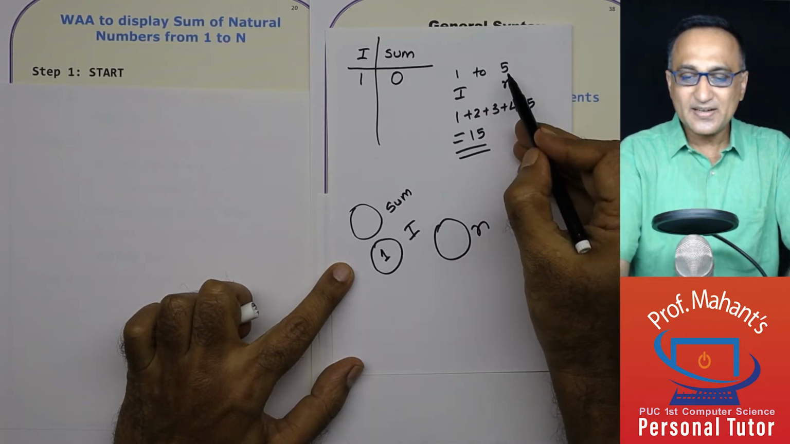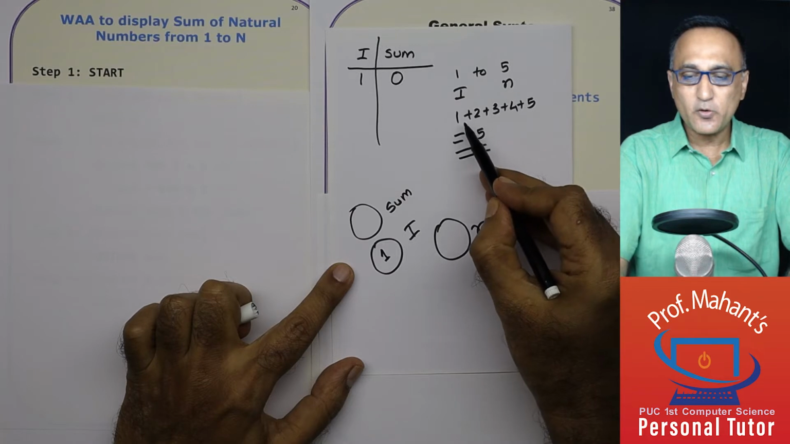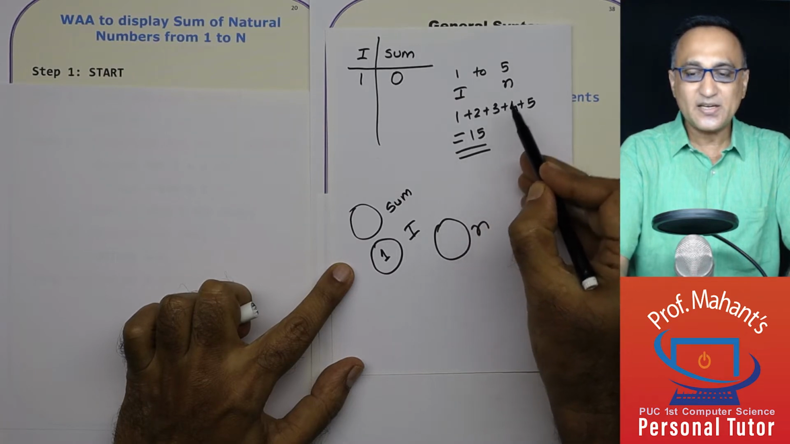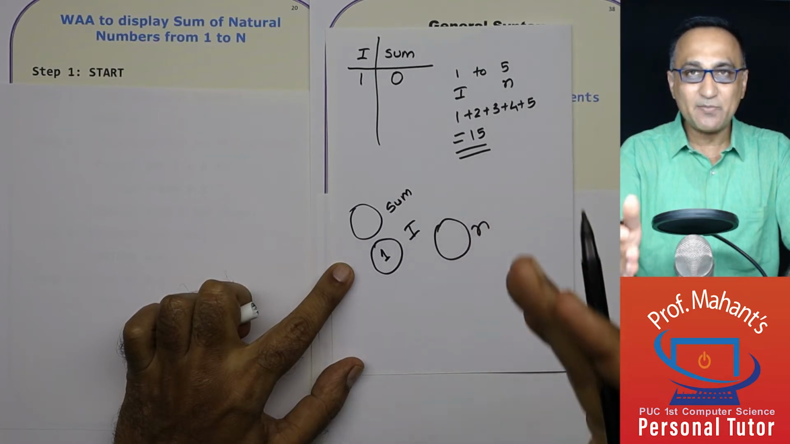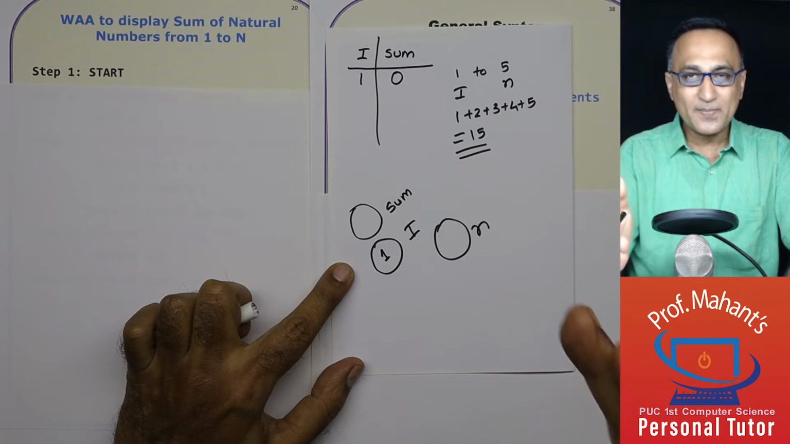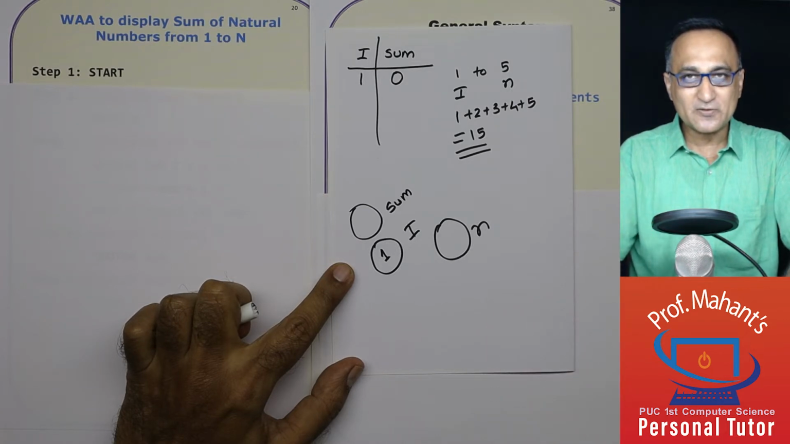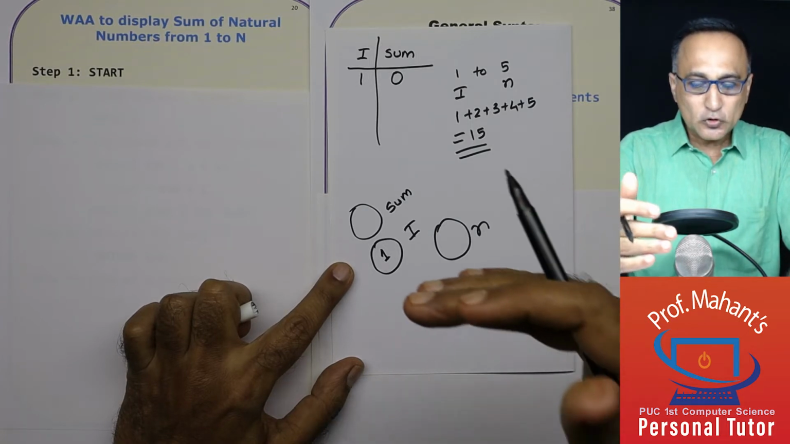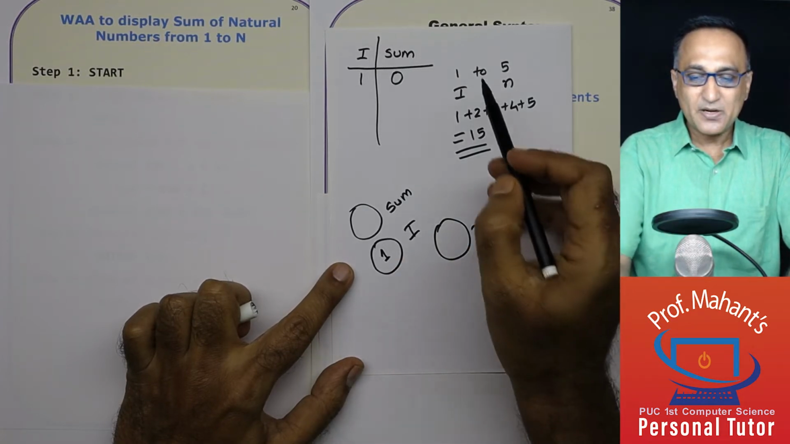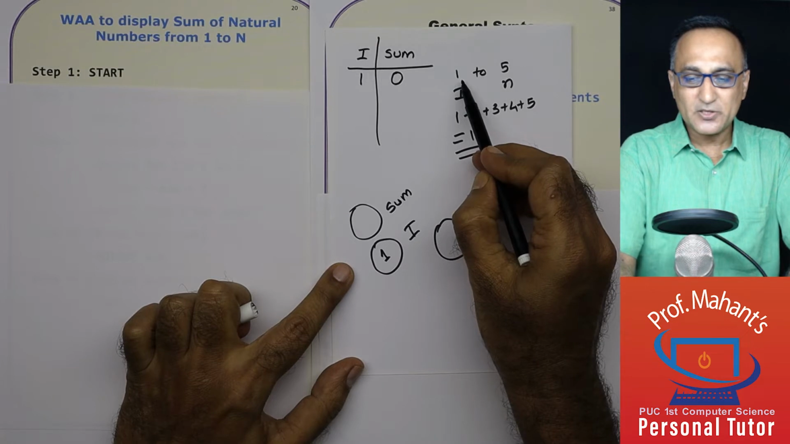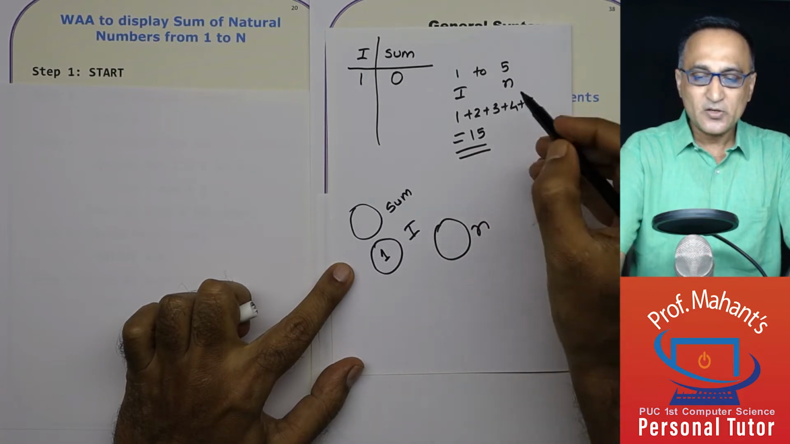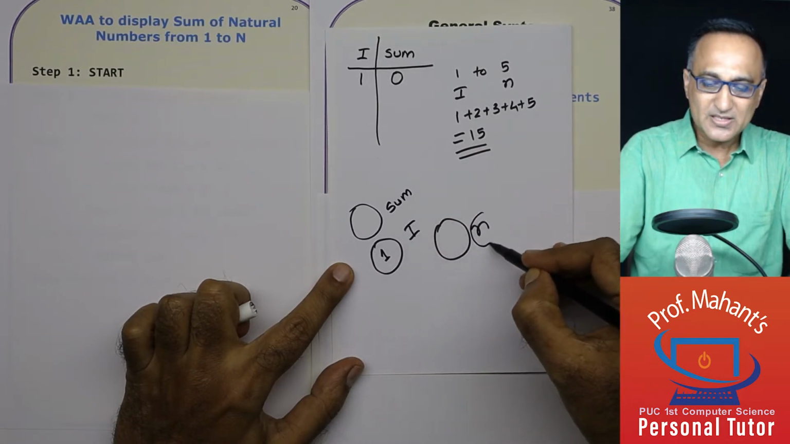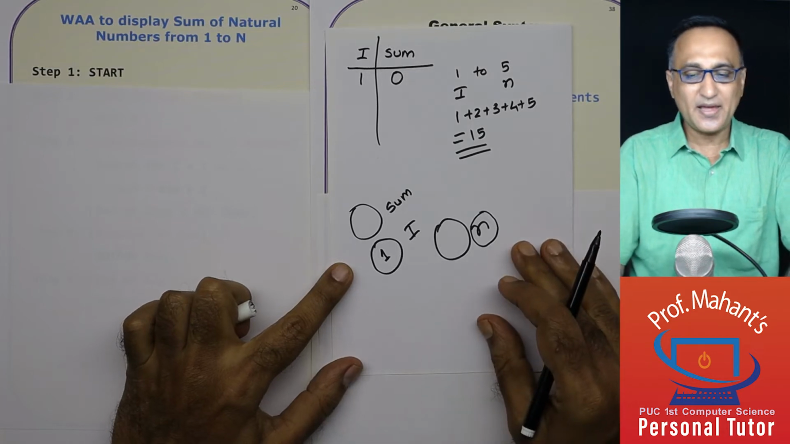If the user enters n as 3, I am going to only do 1 plus 2 plus 3. If the user enters n as 10, I am going to add all the way from 1 plus 2 plus 3 plus 4 plus 5 plus 6 plus all the way till 10. So the moral of the story here is I am required to find the sum of natural numbers between 1 to n. So the input I require from the user is this last natural number n.